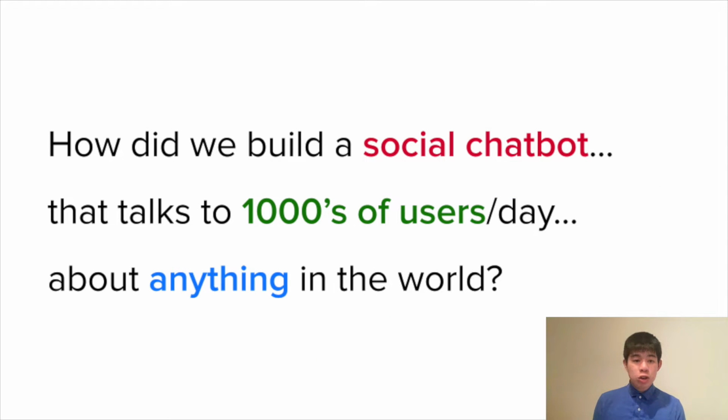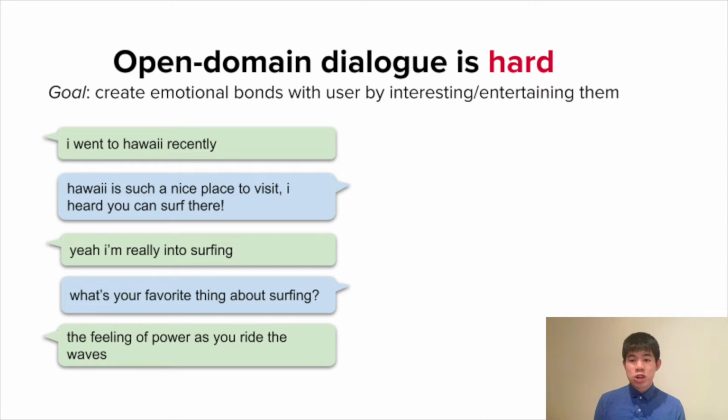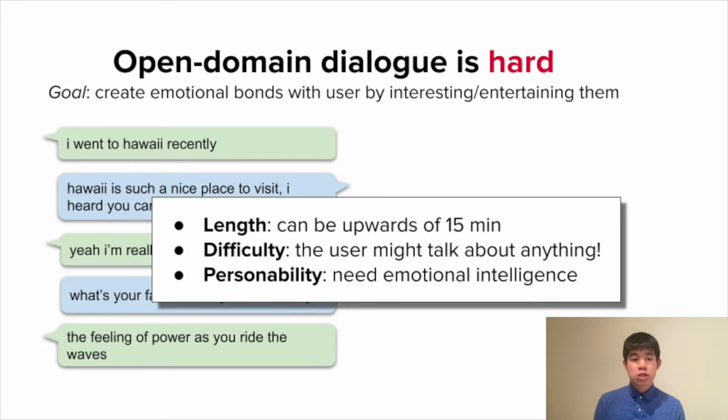How did we build a social chatbot that talks to thousands of users a day about anything in the world? It turns out the kind of open domain dialogue you might see in something like, say, the Alexa Prize, where our social bot Chirpy Cardinal plays second, is really hard. Not only can conversations stretch upwards of 15 minutes, the user can bring up anything in the world as a topic of conversation. But just being error-free isn't enough.